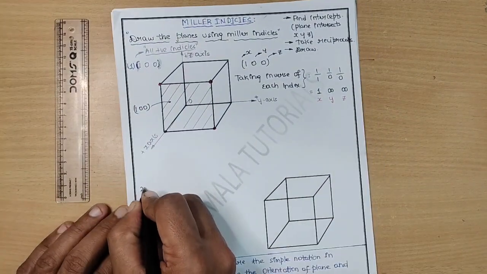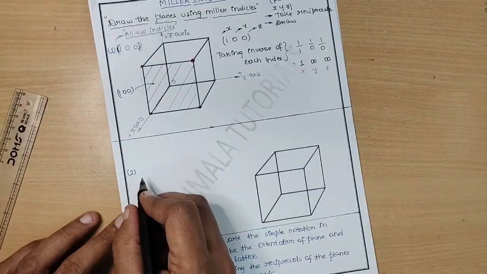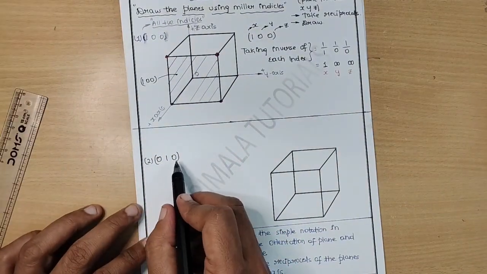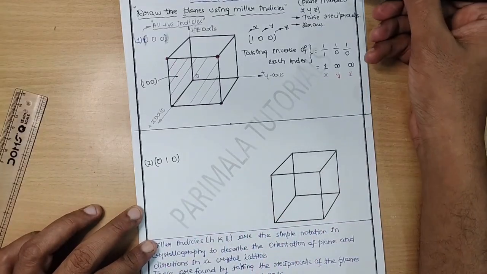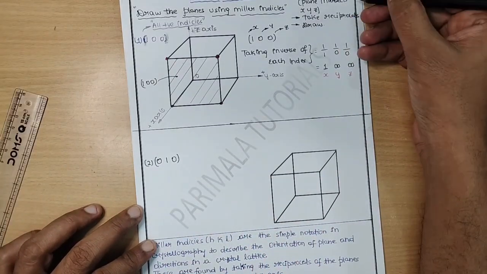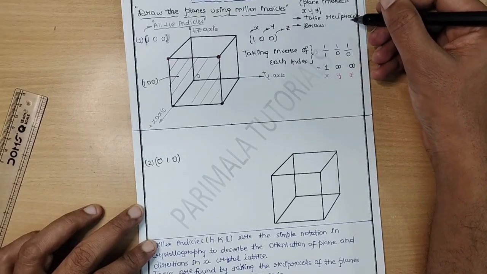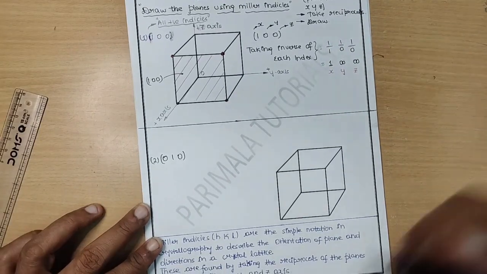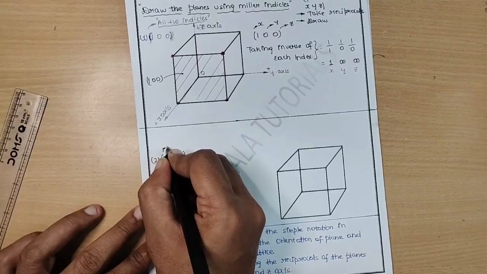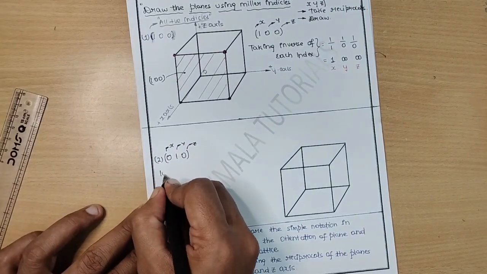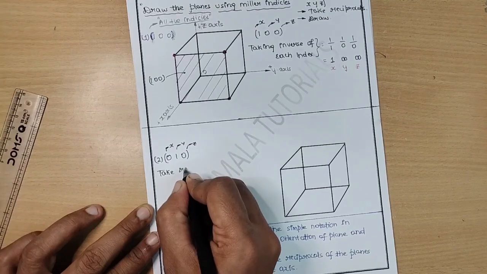Let us go for example number 2. The second example is 0, 1, 0. As usual, first we should find the intercepts, that is where the plane intersects the x-axis, y-axis and z-axis. In order to find the intercepts, we should take the reciprocals of the given index. As usual, this represents the x, this represents the y, and this is the z. To find the intercept, take the reciprocal.